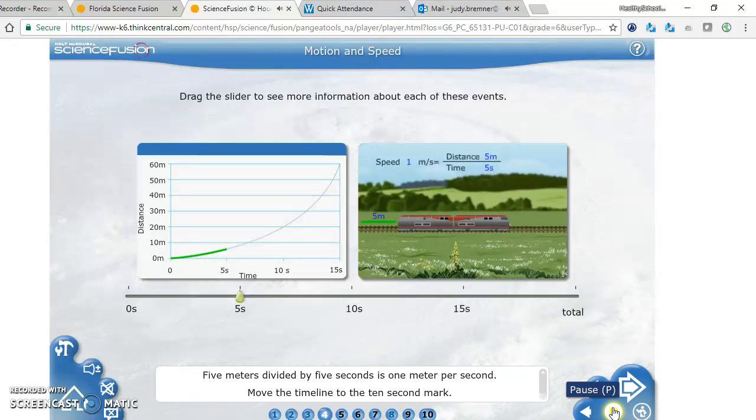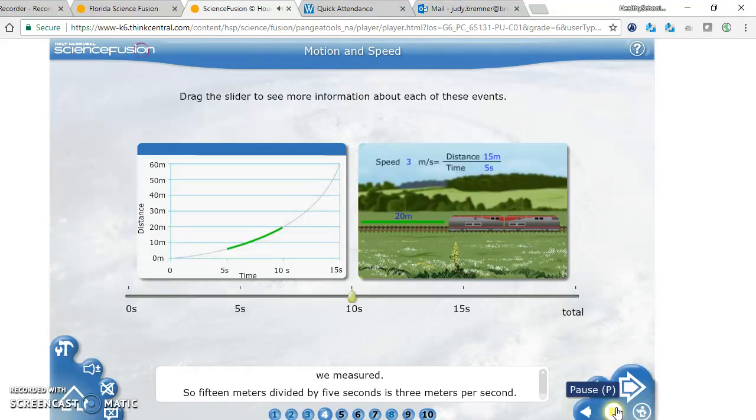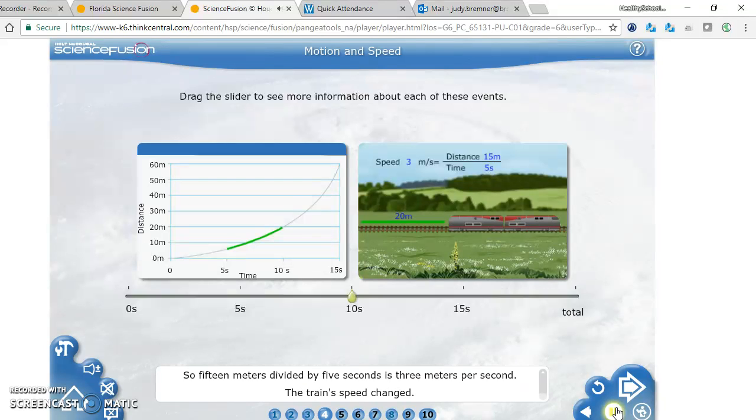Move the timeline to the 10-second mark. In 5 seconds, we see that the train traveled 15 meters. That's 20 minus the 5 it already traveled. It's 5 seconds later than the last time. So 15 meters divided by 5 seconds, 3 meters per second. That's the train's speed. The train's speed changed.